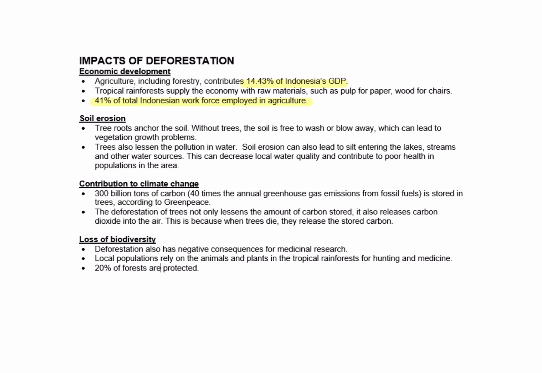It's causing soil erosion. The tree roots essentially hold all the soil together. So if you remove the trees, it makes it much easier for heavy rains, as you would expect in the rainforest, to wash away some of the soil. Obviously, the big one would be climate change. 300 billion tonnes of carbon here are stored in the trees. So obviously by taking those out, it's going to contribute. And loss of biodiversity as well. So only 20% of the forest is protected.